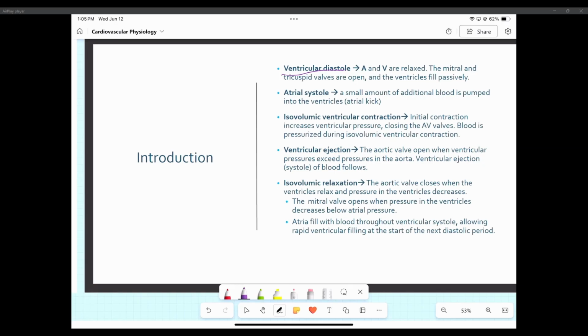There's a higher amount of pressure in the atria because they have blood in them, and less in the ventricles because we just squeezed it all out. So pressure is a gradient. Blood's going to go from the atria into the ventricles. Ventricles fill passively. Atrial systole: right at the end, there's a little bit of a kick. It's called an atrial kick. It's the last little bit of the atria squeezing, trying to get that last little bit of blood into the ventricles. Now, the ventricles are filled with blood.